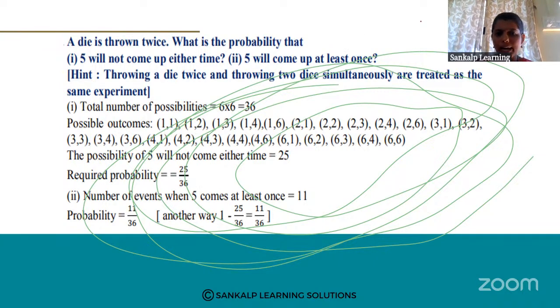See, throwing a die twice and throwing two dice simultaneously are treated as the same experiment. So here, how many dice are you throwing? Two dice. That means one die has 6 faces. 2 means 6 into 6, that is 36. 36 is the total number of events.